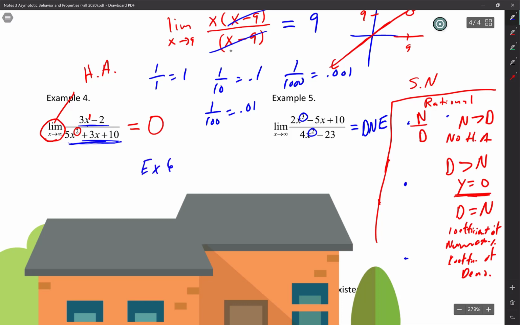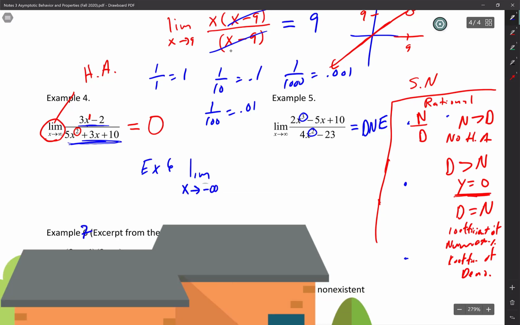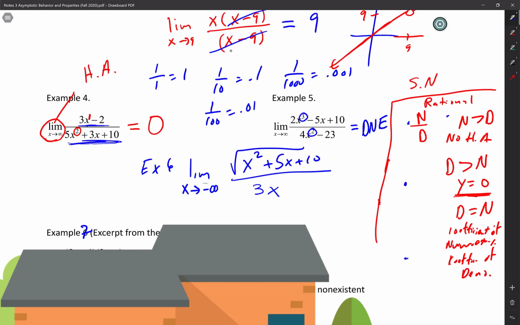Example 6. I'm going to say limit as x approaches, and oh, you know what? Let's do a fancy one. I just thought of one. Negative infinity of square root x squared plus 5x plus 10 over 3x. Ooh, all right, guys. I like this problem that I just made up. Go ahead and text me your answer through private DM. And it's okay if you're wrong. It's okay to be wrong. Take 1 minute. Oh, I'm loving this question, guys.